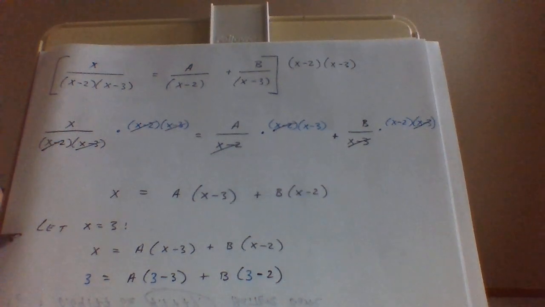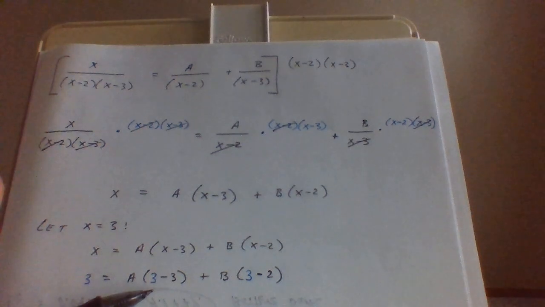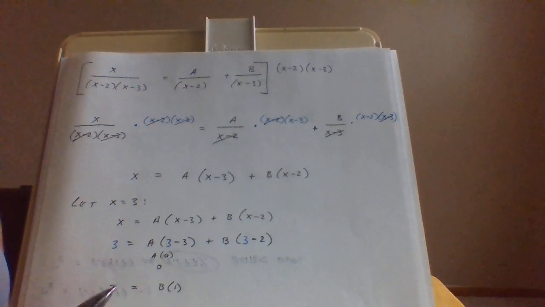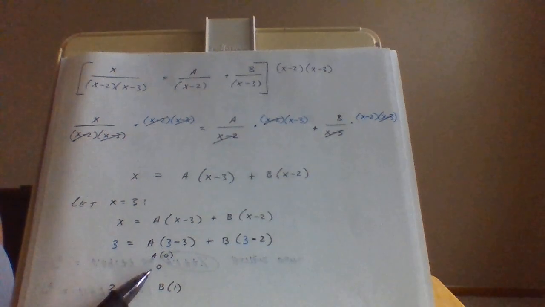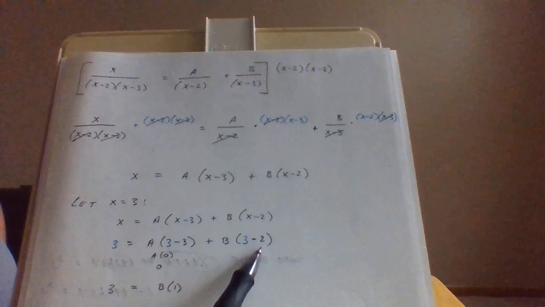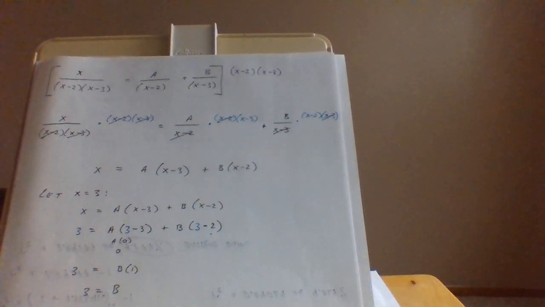I picked my x value of 3, and I copied my same equation here. Then I plugged in 3 each time I see the x value. What's going to happen here is I'm going to end up with 0 times A, and this whole term is going to disappear. Notice this term comes out to give me a 0, and now I have an equation that reads 3 equals, and over here, 3 minus 2 is 1. So I have 1 times B, which is the step you see right here. So my B value in this case is going to be 3.